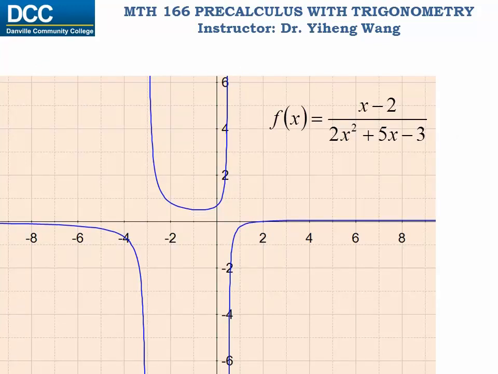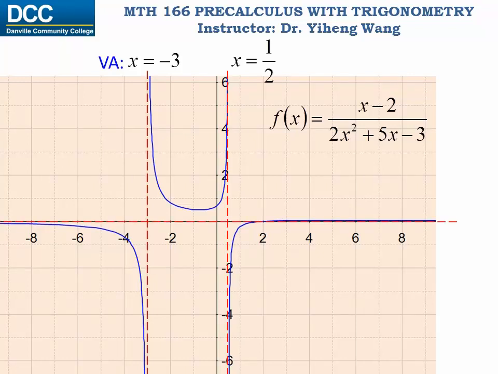As you can see, it has a vertical asymptote, x equals -3, vertical asymptote, x equals 1/2, and both -3 and 1/2 are excluded from the domain of this function. It has a horizontal asymptote, which is the x-axis, y equals 0. It has an x-intercept, (2, 0), also a y-intercept, (0, 2/3). All of these agree with our analysis.